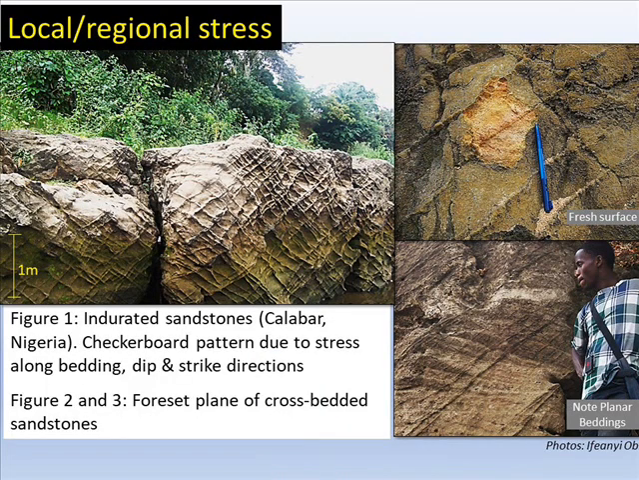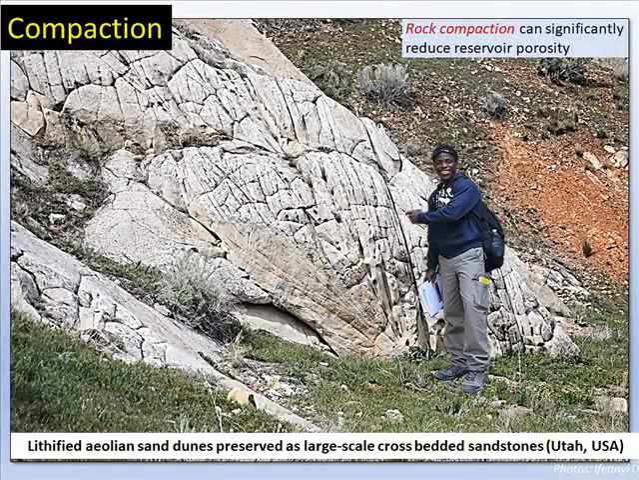So here is another example where local tectonic stress actually impacts reservoir quality. Here in figure 1, we're looking at highly indurated sandstones. We note a checkerboard pattern, which has been interpreted to be due to stress along different directions in the area. Figures 2 and 3 here show the foreset plane of the cross-bedded sandstone in areas where the stress has not significantly impacted the rock. So this is the last figure.